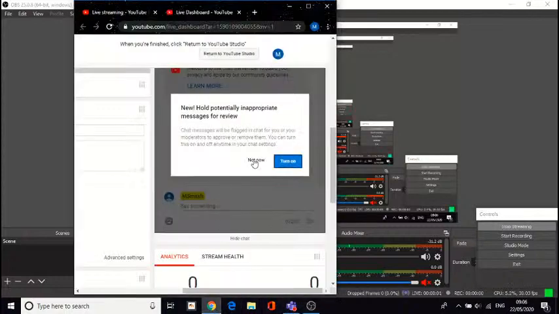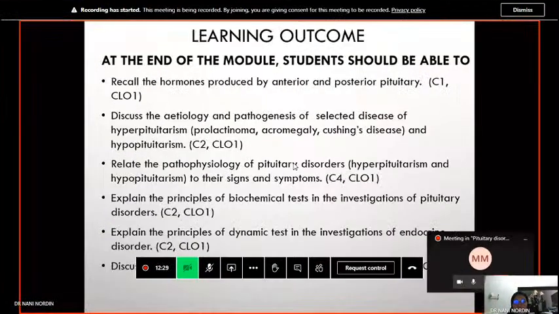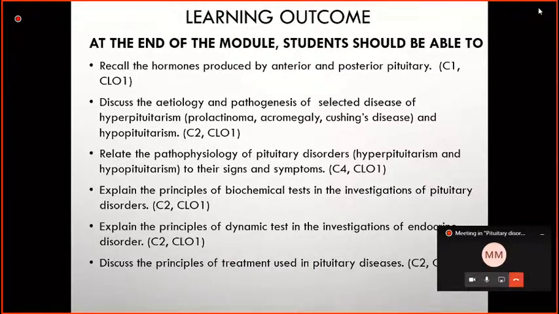Welcome. I assume that you already have a basic knowledge of the hormones of the pituitary itself: physiology and anatomy. You have to recall the knowledge of the anterior and posterior pituitary hormones as well as anatomy. So for this lecture, we are going to discuss the disorders of the pituitary gland.